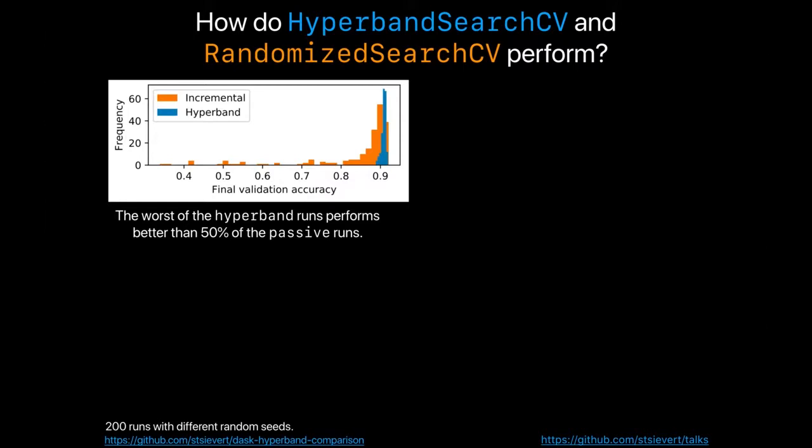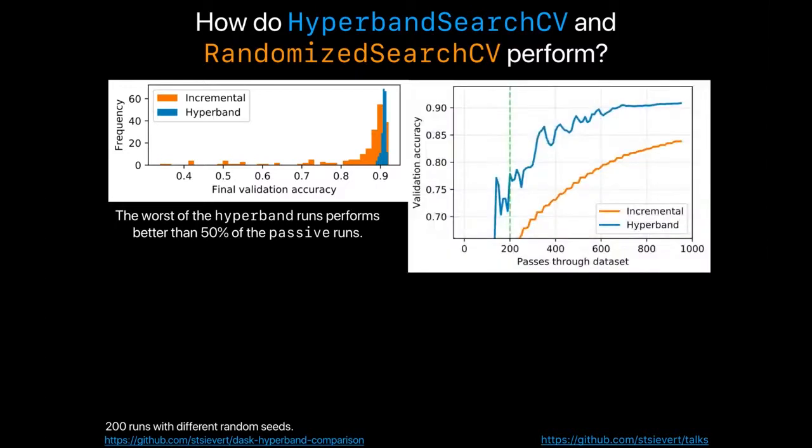And we see that Hyperband, at least, so this is the final validation accuracy for Hyperband and random search, and we see that Hyperband is a lot more confident in the result. We find the scores up a lot higher. Every score here is between, I think, 88 and 92. This is over 200 independent runs. I change the random state in the random search and Hyperband search. But the worst of those 200 Hyperband runs performs better than half of the random runs. That's good.